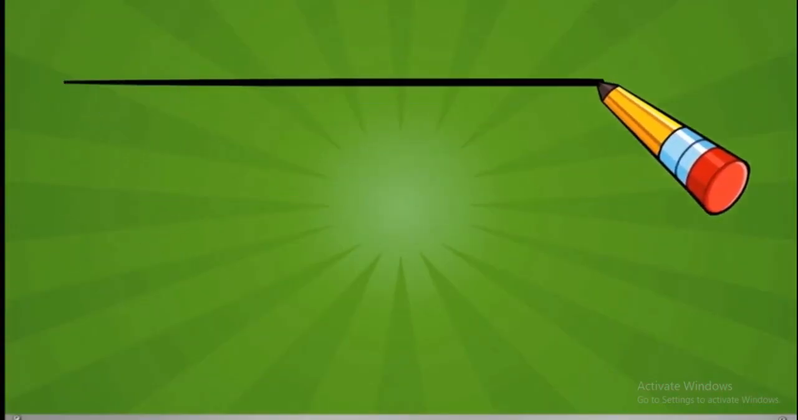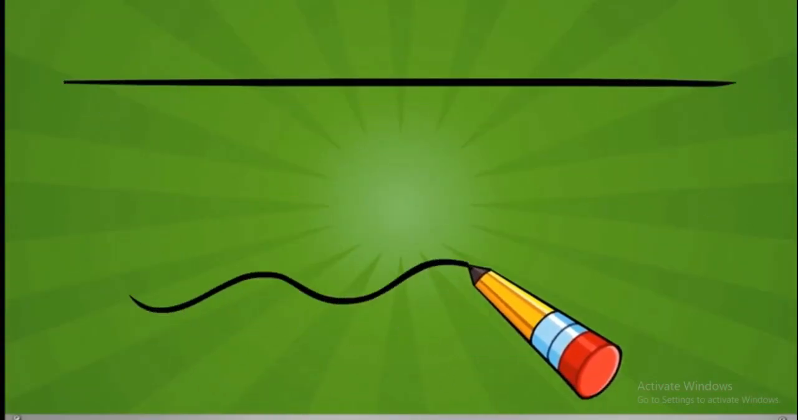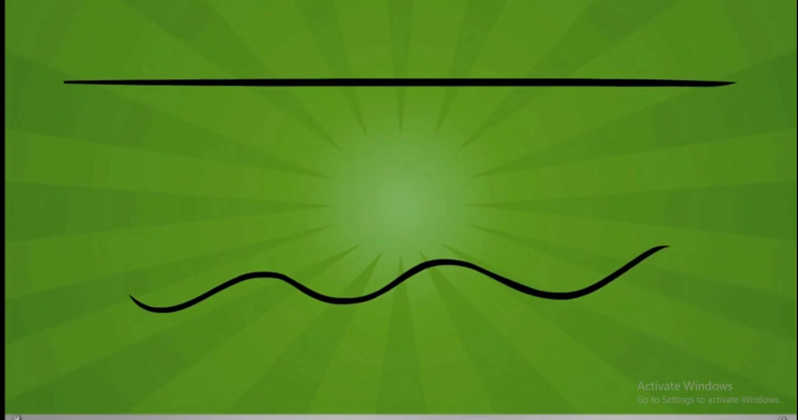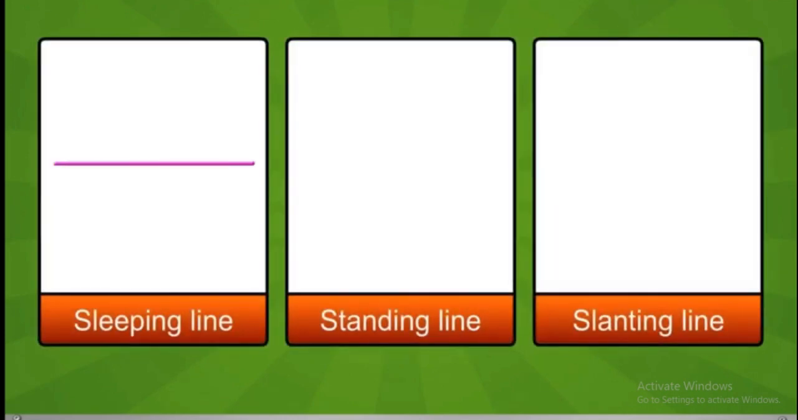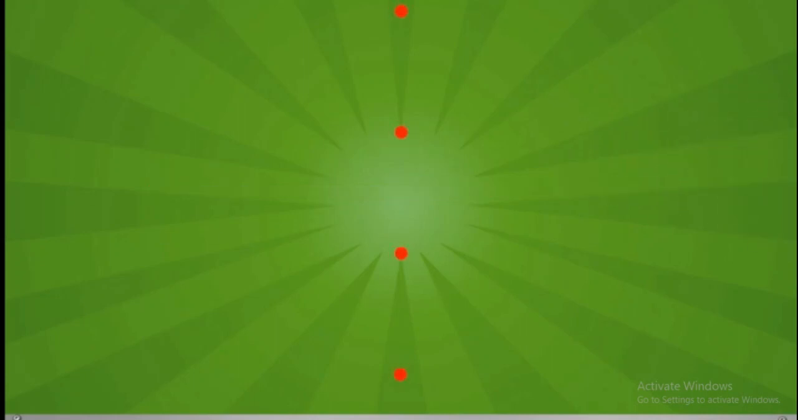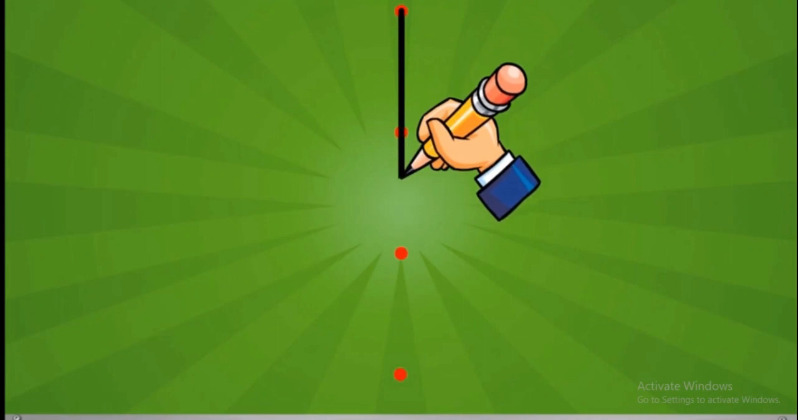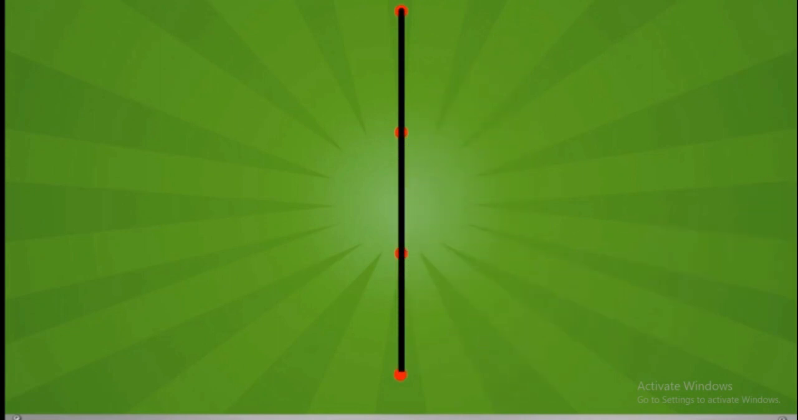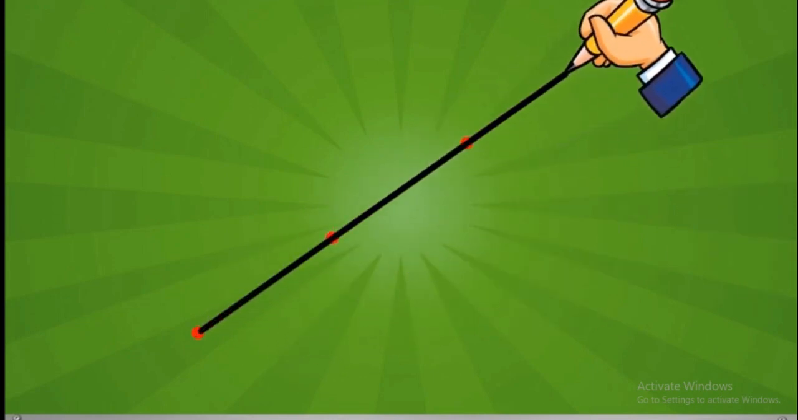You have learnt about straight and curved lines. You should also know that there are different types of straight lines. The types of straight lines are sleeping line, standing line, and slanting line. You can draw a sleeping line when you join the dots that are horizontally placed like these. You can draw a standing line when you join the dots that are vertically placed like these. You can draw a slanting line when you join the dots that are diagonally placed like these.